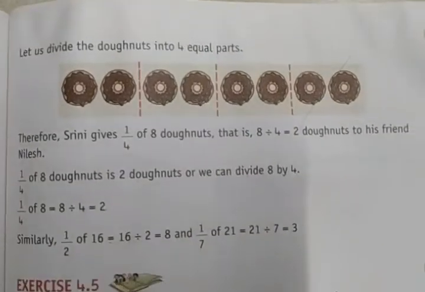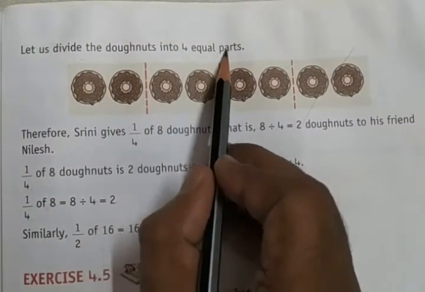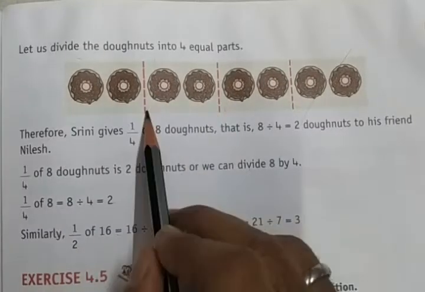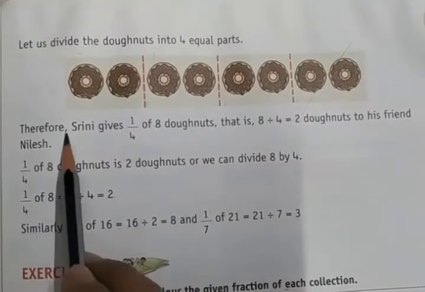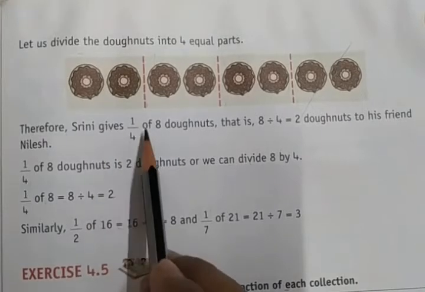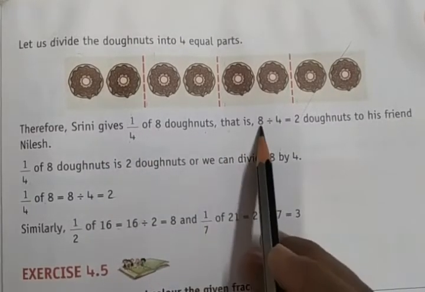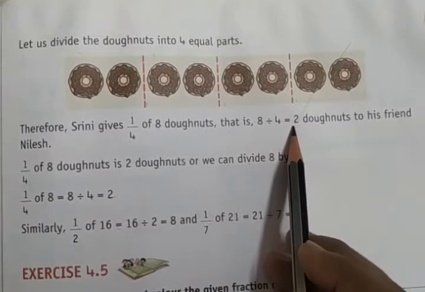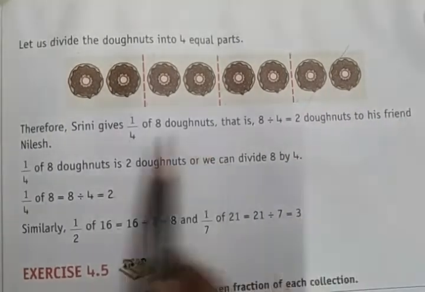Means the total number of donuts given to Nilesh is equal to 2. Right. So here let us divide the donuts into 4 equal parts. This is 1 part, 2 parts, 3 parts. So this part is given to Nilesh. Therefore, Srini gives 1 by 4 of 8 donuts. That is 8 divided by 4 is equal to 2. These 2 donuts go to his friend Nilesh.